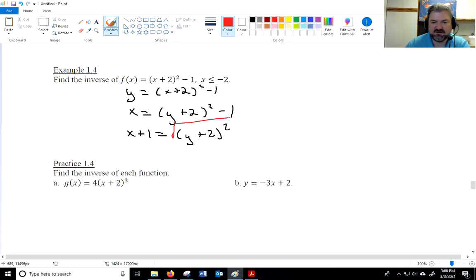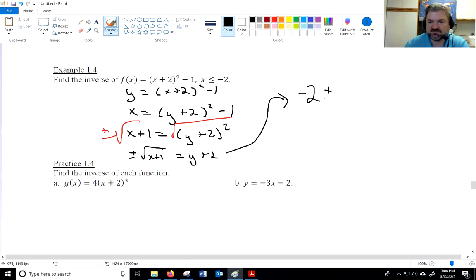Take the square root of each side, plus or minus over here. And then I get plus or minus the square root of x plus 1 is equal to y plus 2. Moving the 2 over, it gives me -2 plus or minus the square root of x plus 1 is equal to y. But since our domain has been limited to x less than or equal to 2, my range should be limited to y less than or equal to -2. So I need to choose the negative branch so that I'm going down.